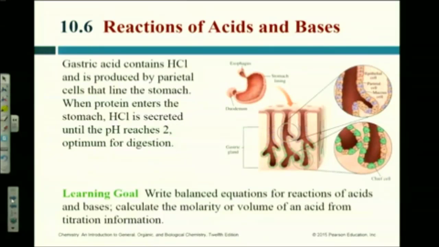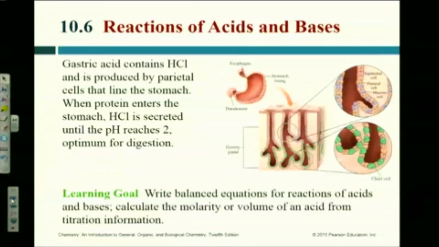All this stuff about calculating pH isn't very useful if you don't know anything about reactions of acids and bases. They have a picture of the lining of your stomach here. What goes on in your stomach? Your stomach produces acid, doesn't it? Why does it produce acid? To digest your food, right? This acid breaks down your food, and the pH in your stomach is about pH 2.